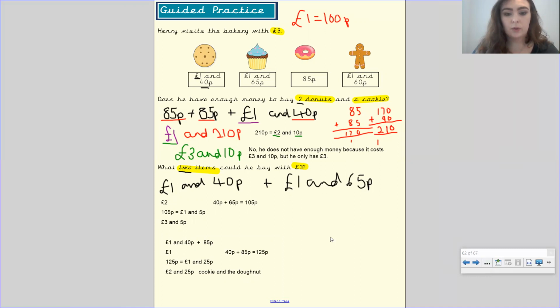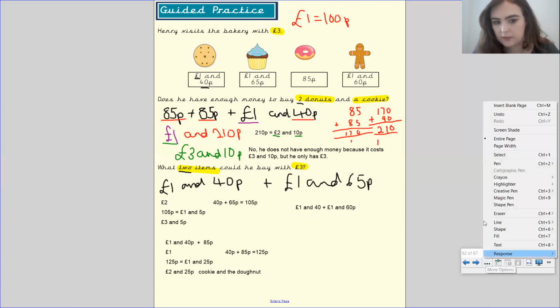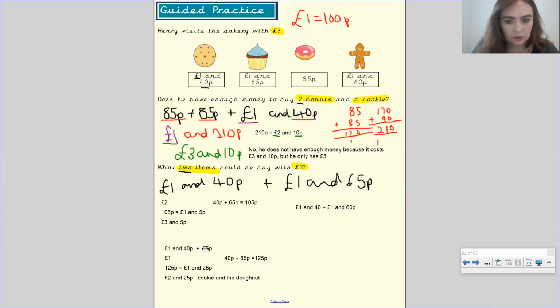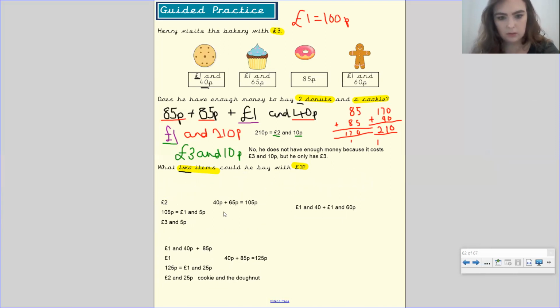Okay, let's try another one then. So let's do the cookie again. So we've got £1 and 40 pence. And let's try the gingerbread man. Now I'm just going to get rid of some of the bits of information that we have here, only because it's making the page look quite messy. And I don't want you guys to struggle to see what we're doing. So let's get rid of that one.